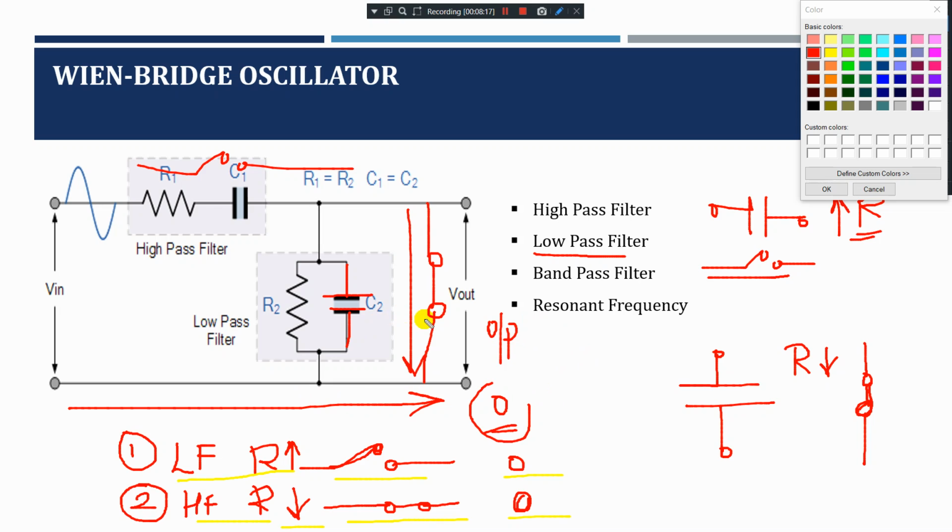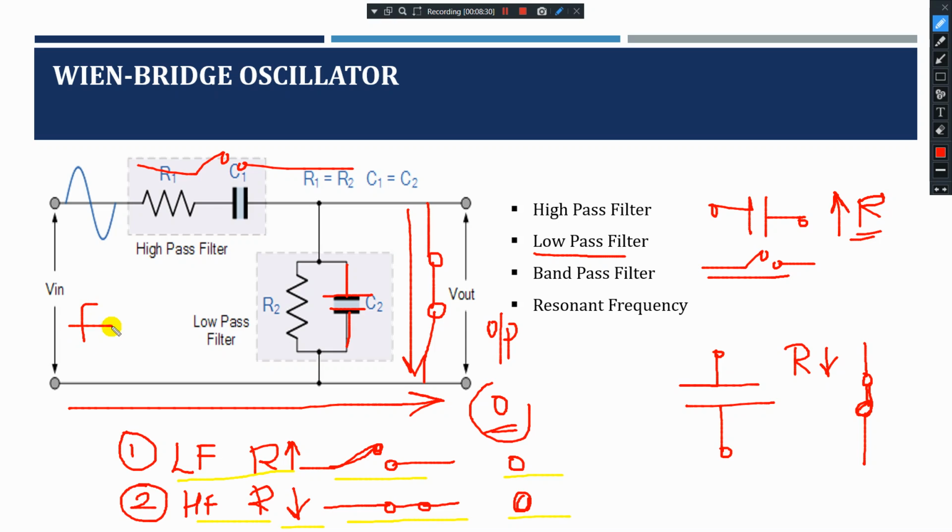The frequency value of the input wave at which it happens is called the oscillator resonance frequency. That's called FR frequency. So at resonance, what happens? You have to see. At the resonance frequency, the circuit reactance equals its resistance. So what do you mean by that?